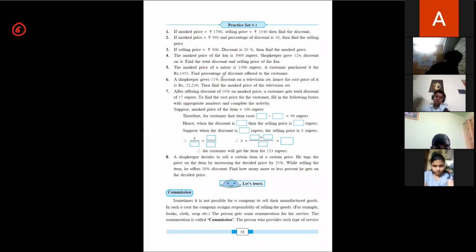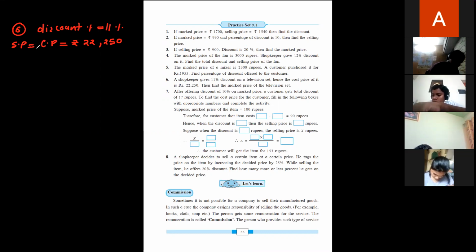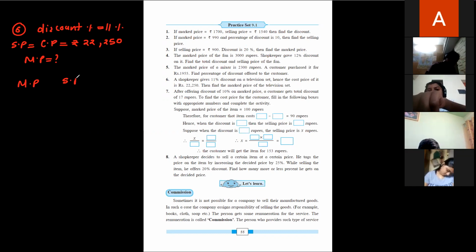Okay. In the sixth question, we are given that discount percent is 11%. Hence, the selling price is how much? It is rupees 22250. This will be what? Our selling price. Okay, at what price the television is being sold? We are asked to find out what is the mark price. To use the same table, it will be what? Mark price, selling price table, and over here you can make discount.